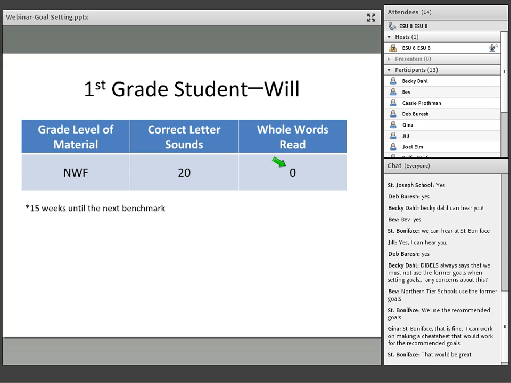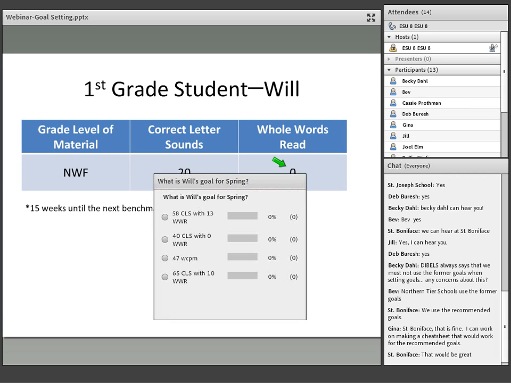And so we want to make sure that we always progress monitor at the lowest level skill and set our goal in the lowest level skill that the student has not yet mastered. We don't need to be monitoring 5 different skills, but we want to monitor the lowest level skill and set our goal there. So for Will, if we were going to set a goal for him for nonsense word fluency, what do you think would be an appropriate goal for Will for nonsense word fluency? If you remember, I said there isn't really a standard for how many he should get per week, but what we want to do is we want to get him there as soon as possible. So what do you think on the poll? What would be an appropriate goal for Will?